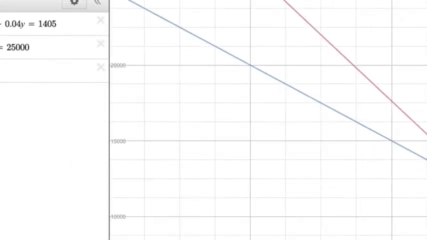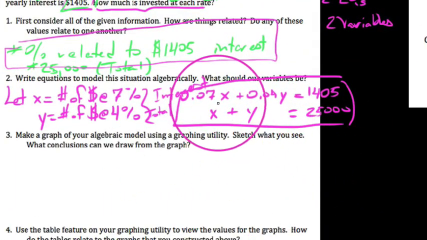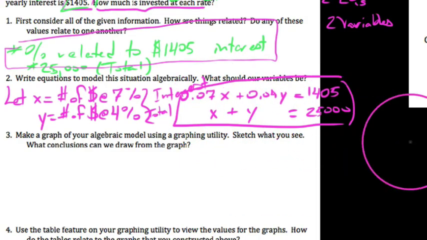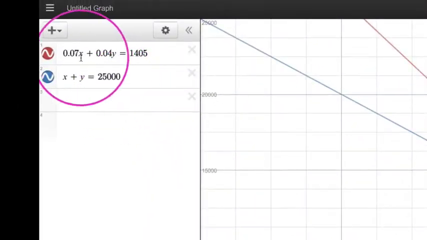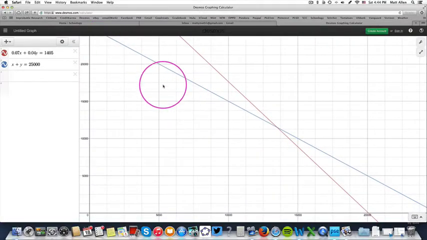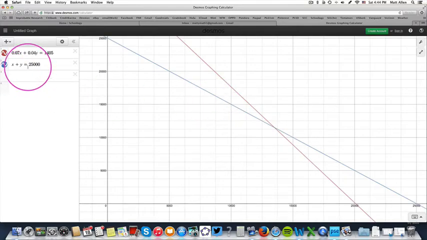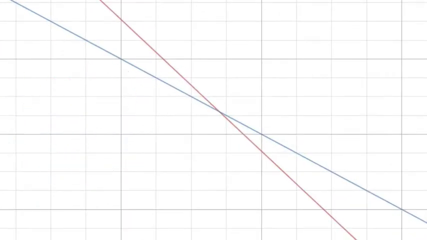And what I want to do is graph these, because what I want us to realize is, as we look at this problem right here, when I graph the line x plus y equals 25,000, which by the way is this blue line right here, what we're really saying is this is the set of xy points that, when you plug them back into the equation, make this statement a true statement. And so this top equation represents all the solutions to the interest equation.